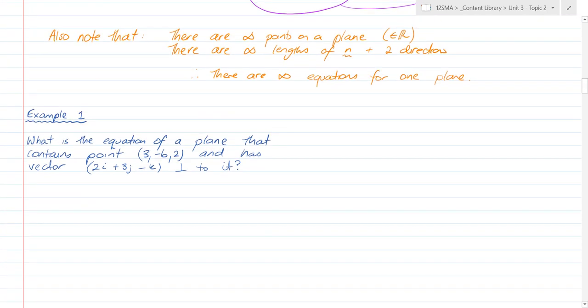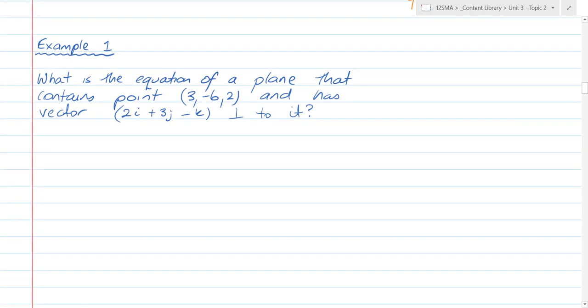Let's have a quick look at example one, and then I might give you some time to start this exercise, and I'll take it a bit further on Friday, and you also need to do some of the vector cross product stuff as well. What is the equation of a plane that contains that point and has this vector perpendicular to it? So what I'm saying here is that A, we're going to say, is equal to 3i minus 6j plus 2k, and N is equal to 2i plus 3j minus k. We're told N because we're told that is the vector that's perpendicular to it. And there are other options for N, but that's the one we're going to have. There are other options for A, but that's the only one we've been told.